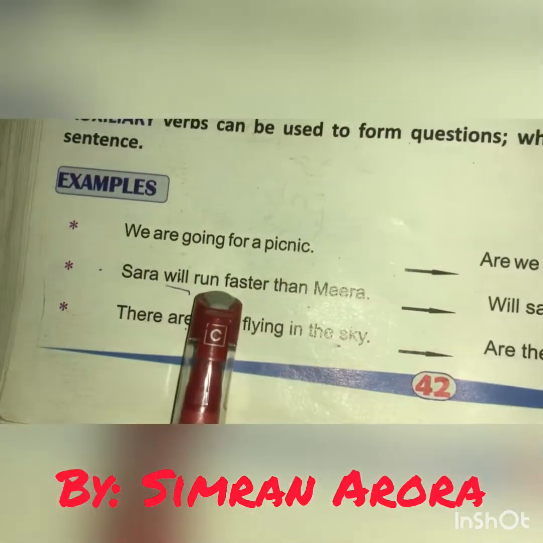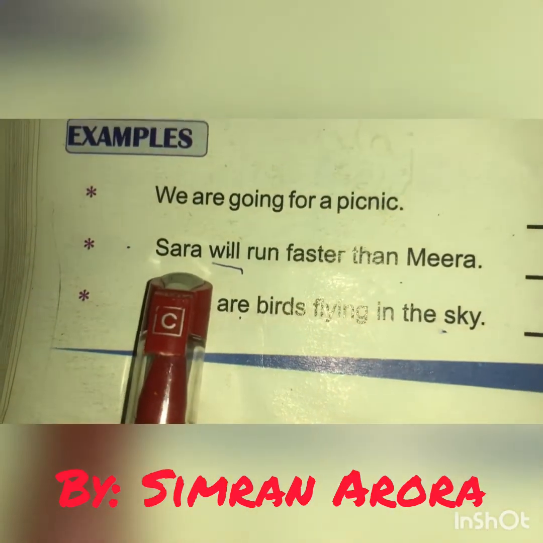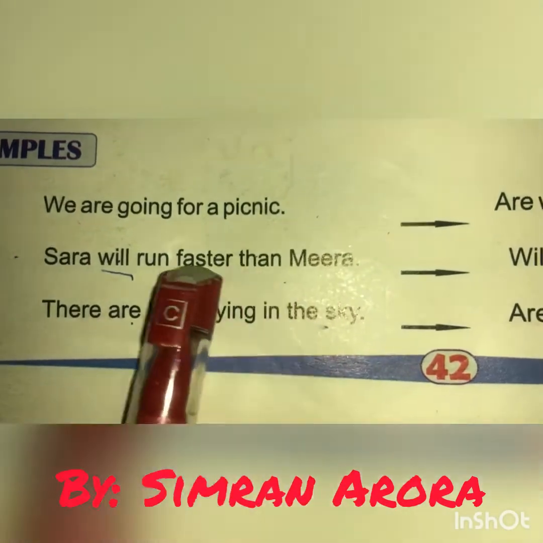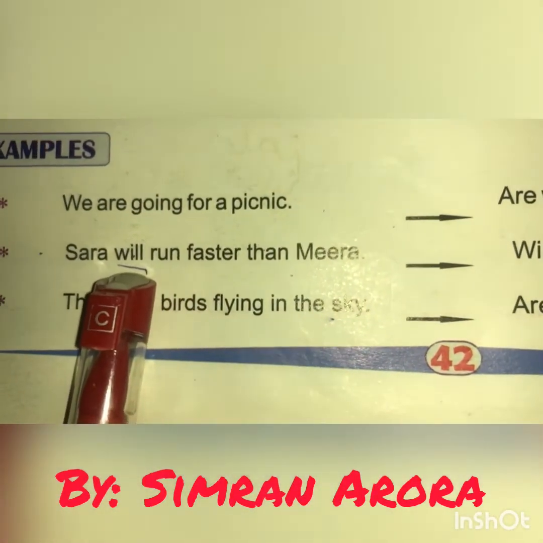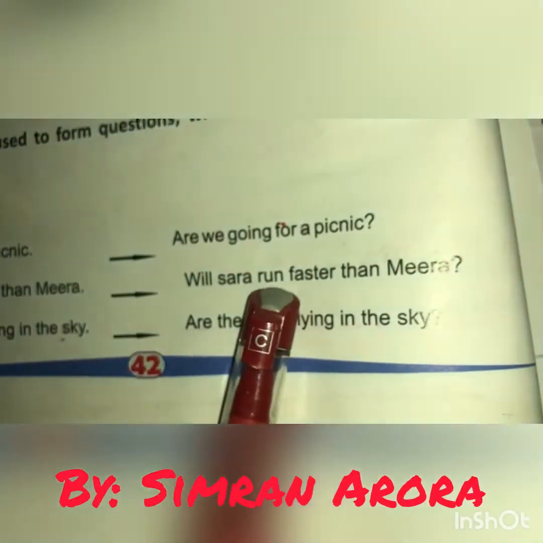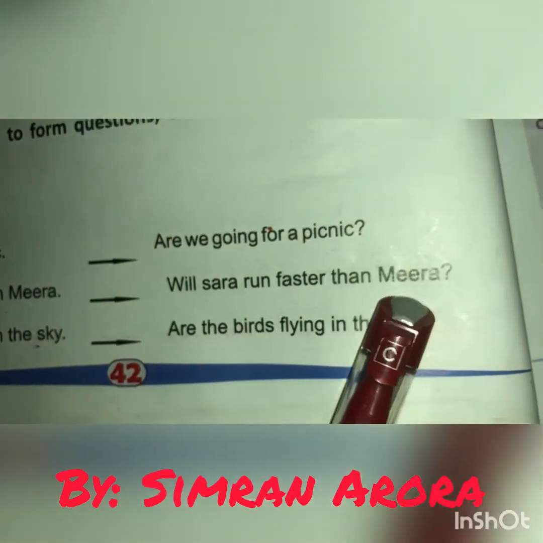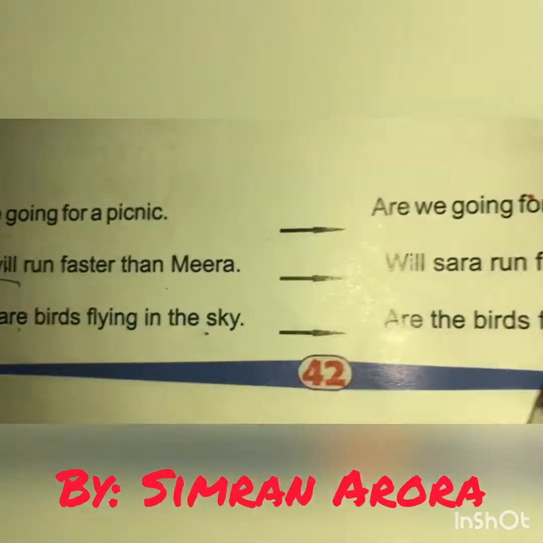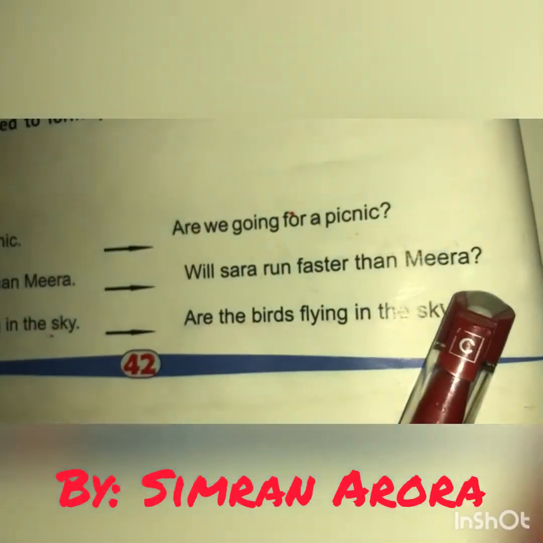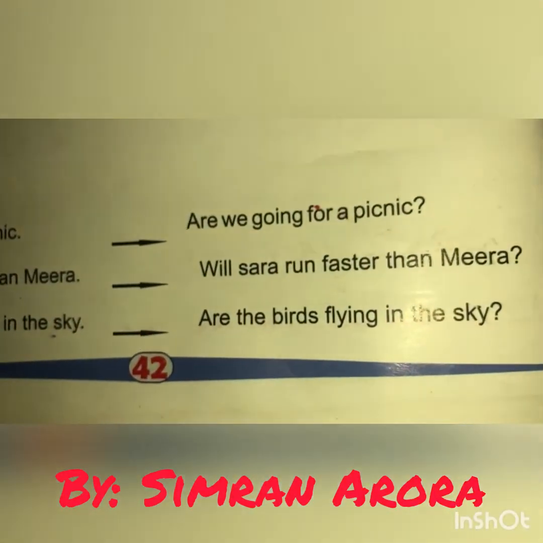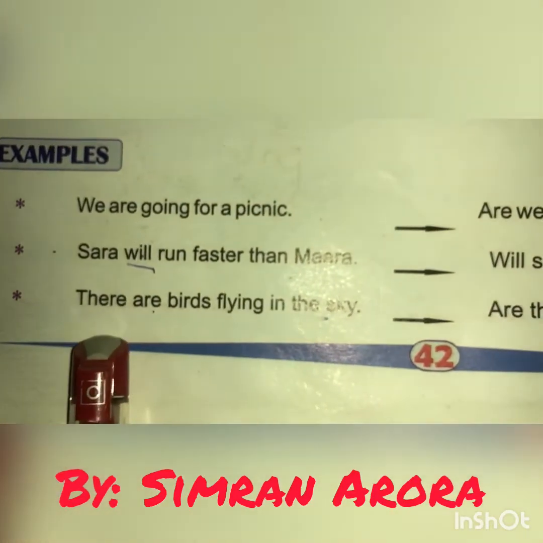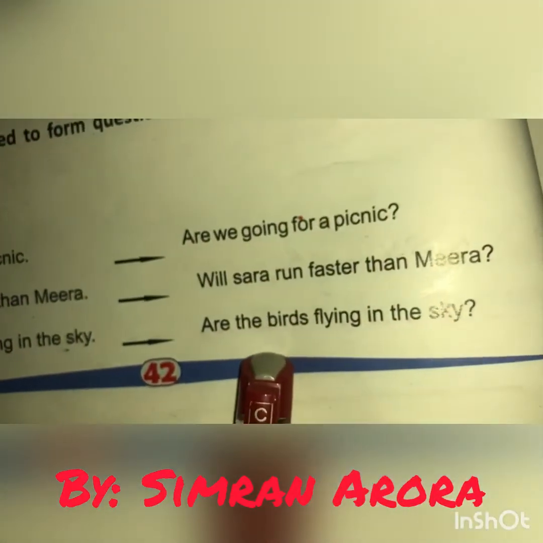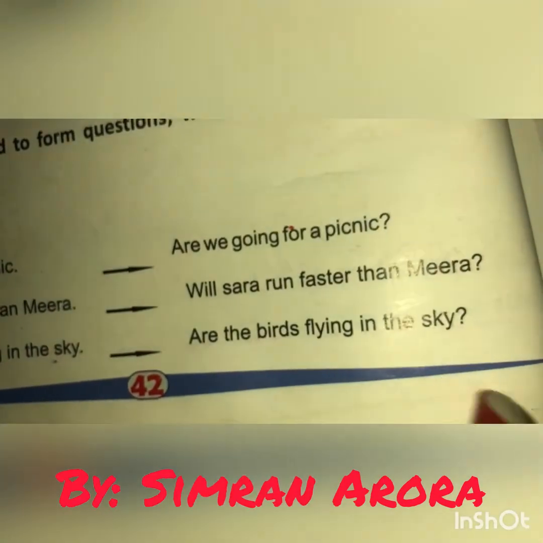We use a question mark for interrogative sentences. Next example: Sarah will run faster than Meera. Now here will is an auxiliary verb. So, will Sarah run faster than Meera? This is an interrogative sentence with the question mark. We always use question marks in interrogative sentences. Next is, there are birds flying in the sky. Yes, are there birds flying in the sky, with the question mark.